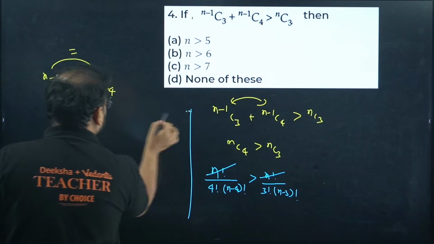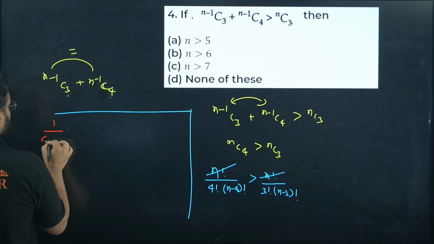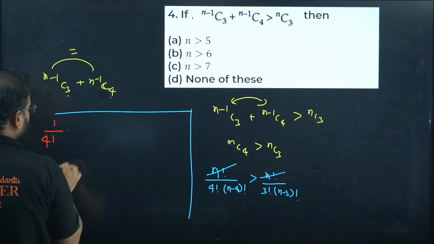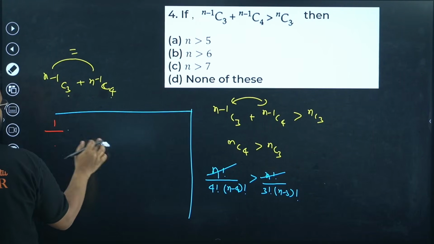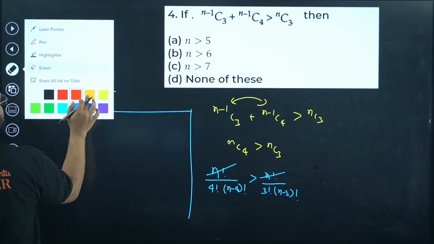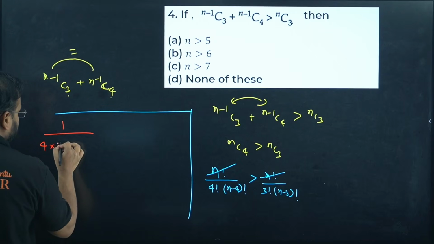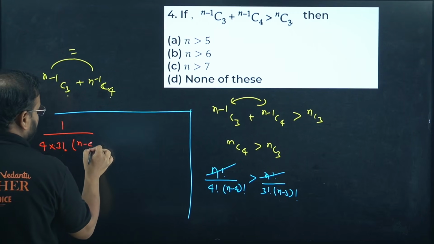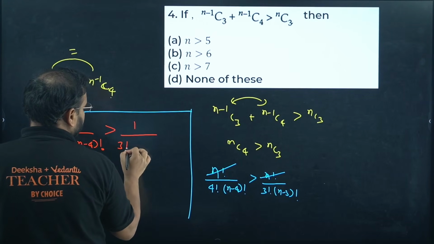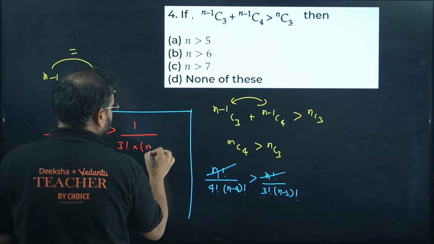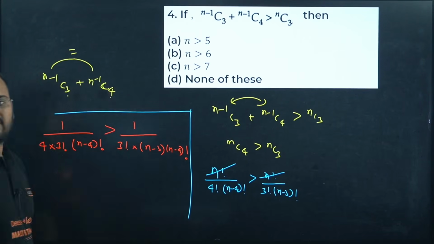If you want, I can write it again. Check this out. I'm getting over here 1 by 4 factorial, and this is n minus 4 factorial. I can write this as 4 into 3 factorial, and this is as it is n minus 4 factorial, greater than, on the other side, we have 3 factorial into, we can write this as n minus 3 into n minus 4 factorial.